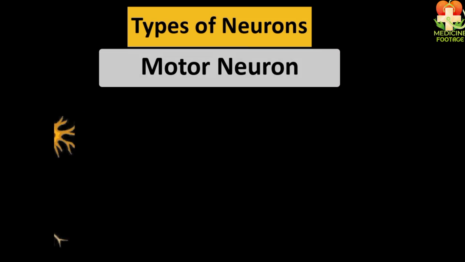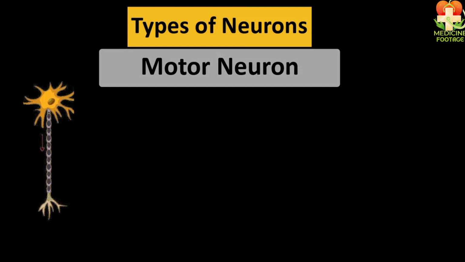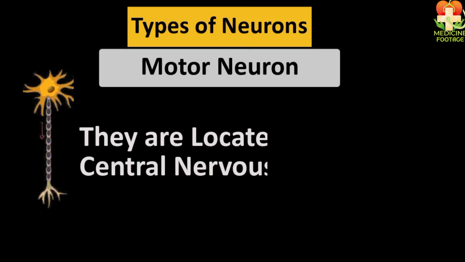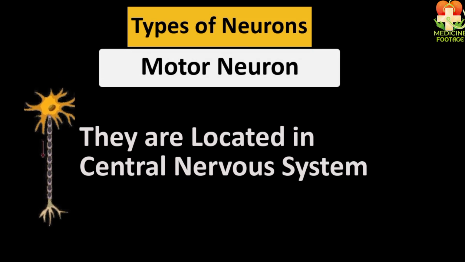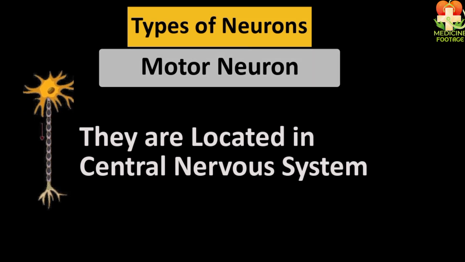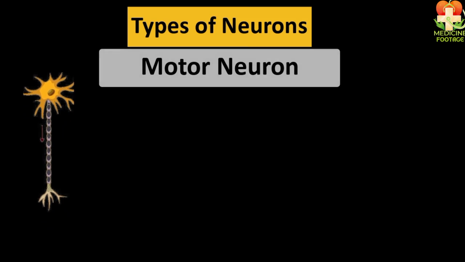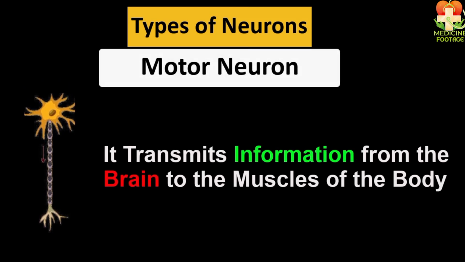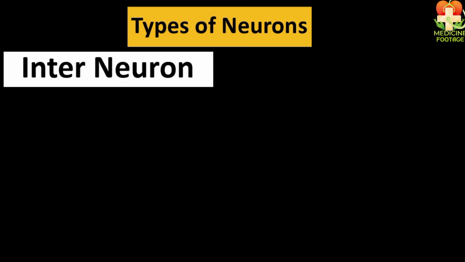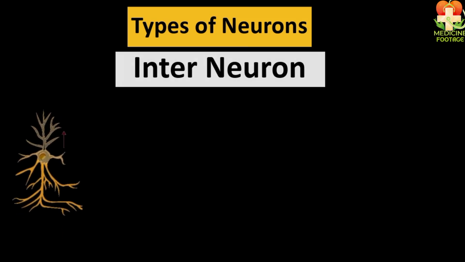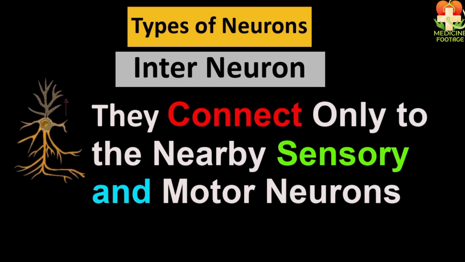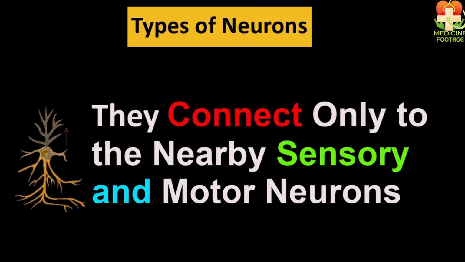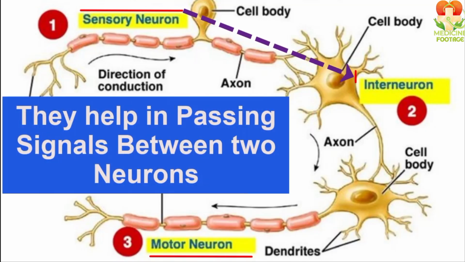Now let's move on to the second type of neuron, which is the motor neuron. Motor neurons are found in the central nervous system. Here is the most popular question that can be asked in the exam. What is the most common type of neuron? The answer is also motor neurons. Motor neurons carry signals from the brain to different parts of the body to create a response. The third type of neuron is the interneuron. The function of interneurons is to connect sensory neurons and motor neurons. In other words, they transfer information from sensory neurons to motor neurons.